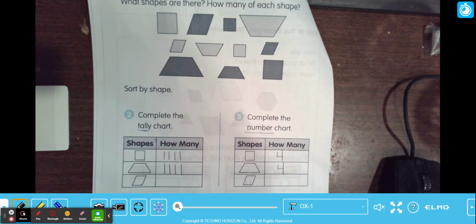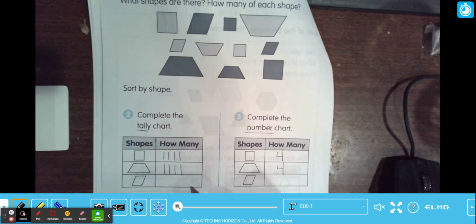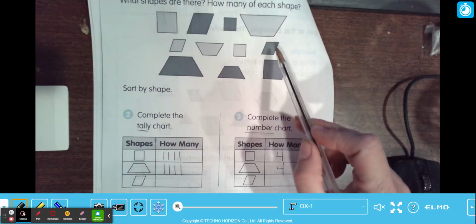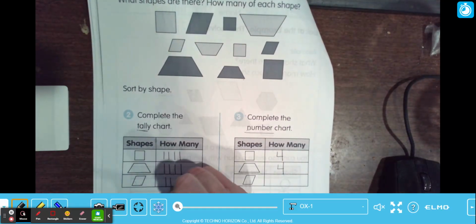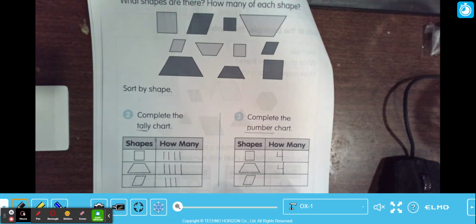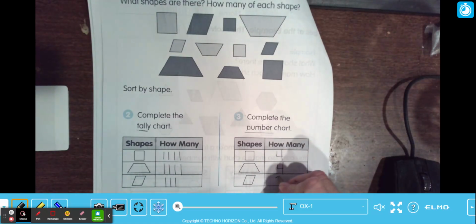Did you say the number 3, that there were 3 rhombuses? If you did, you're absolutely right. 1, 2, 3 rhombuses. So I'm going to draw 3 lines. 1, 2, 3. Over here, I'm going to put the number 3.